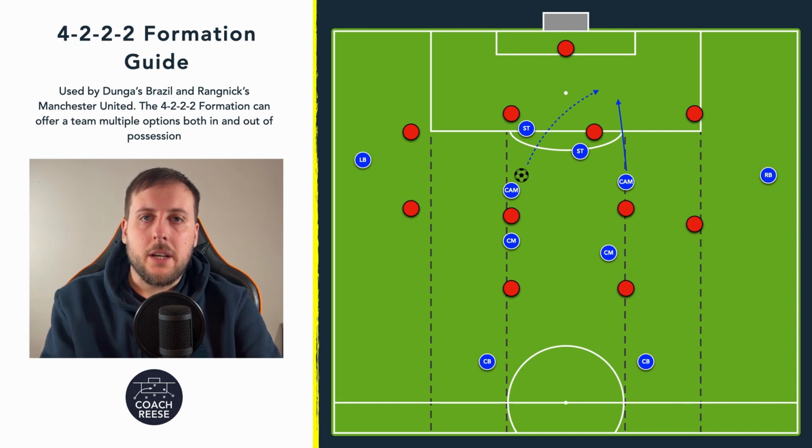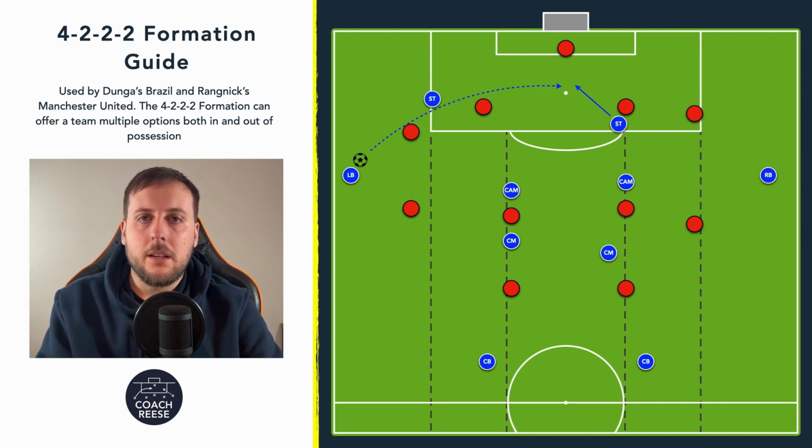Another option that we have to help us free up space centrally is we might see one of the strikers move wide. Again, hopefully this will bring one of the centre-backs with them, so that if we've got the ball with our full-back, we open up that space in the middle so that the other striker or an attacking midfielder can attack that space and be on the end of the cross from the full-back.